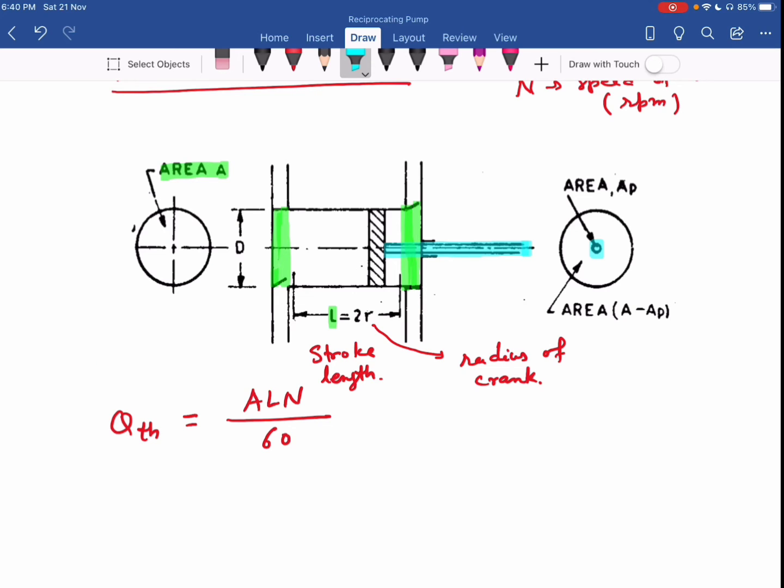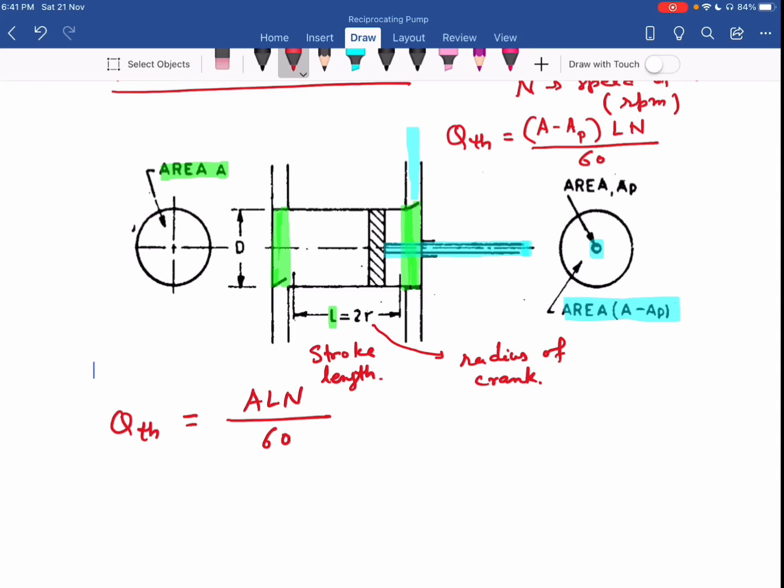If I consider it, my effective area is the total area of the cylinder minus the area of the piston rod. So if you talk about the discharge through this side, I can write Q theoretical is equal to area, where the effective area is A minus AP, into L into N divided by 60.